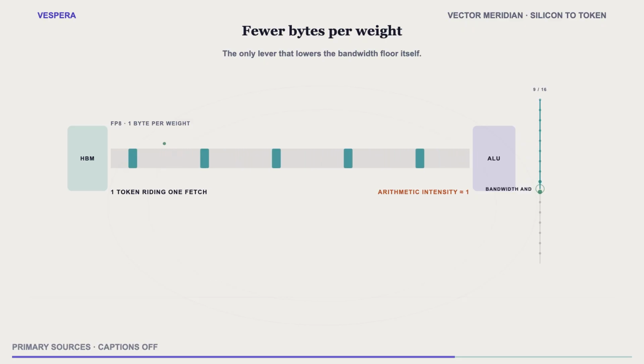Now, the cost, because there is one and it is not nothing. A 16-bit number represents a range of values with some precision. An 8-bit number represents fewer. A 4-bit number represents 16 distinct values in total. Rounding weights to the nearest representable value introduces error. That error propagates through the network, and at some point output quality degrades.